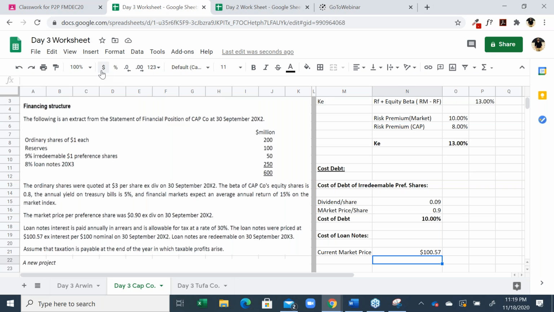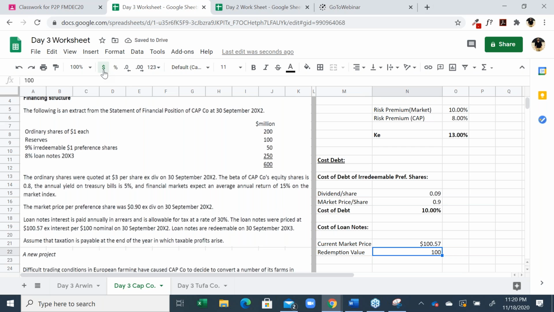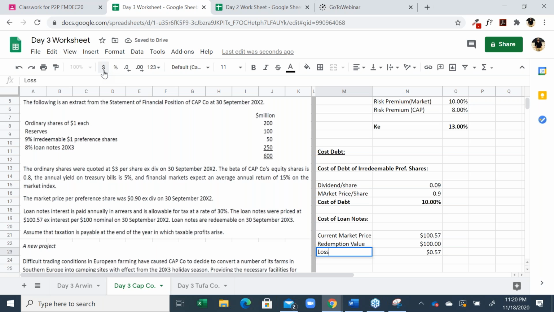So after 1 year, it is going to be redeemed at what price? If nothing is mentioned, it will always be redeemed at par. And what's the par value? $100. So is there a gain for the investor or a loss for the investor? A loss of 0.57, a loss of 57 cents on redemption.